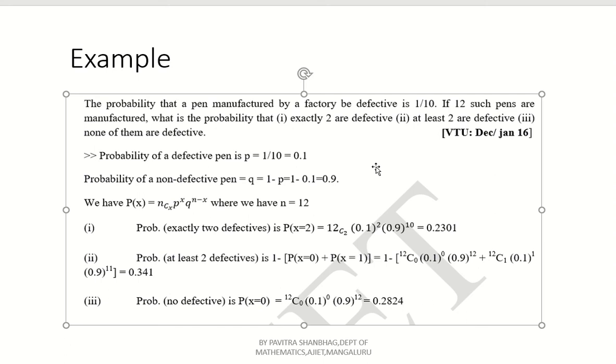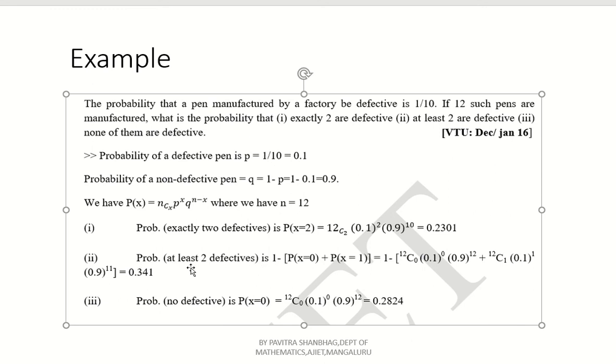2 or more than 2, up to where it ends, up to 12 pens. Maximum number is 12 here. 2, 3, 4, 5, 6, 7, 8, 9, 10, 11, 12. Up to that you have to calculate. But it is a very lengthy procedure. So to avoid that, you can apply this definition.